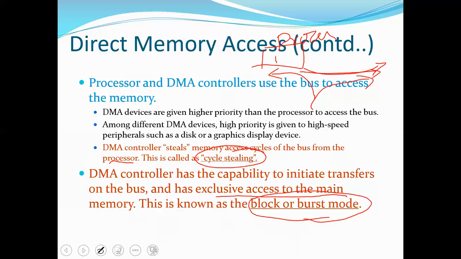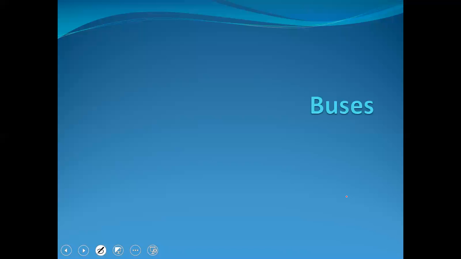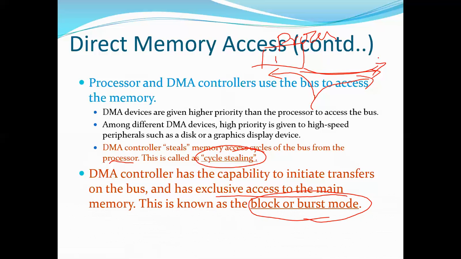Whereas in the cycle stealing method, after each transfer of one word of data, the DMA controller checks whether the processor needs the bus control. So that is the cycle stealing process, and that's about direct memory access.